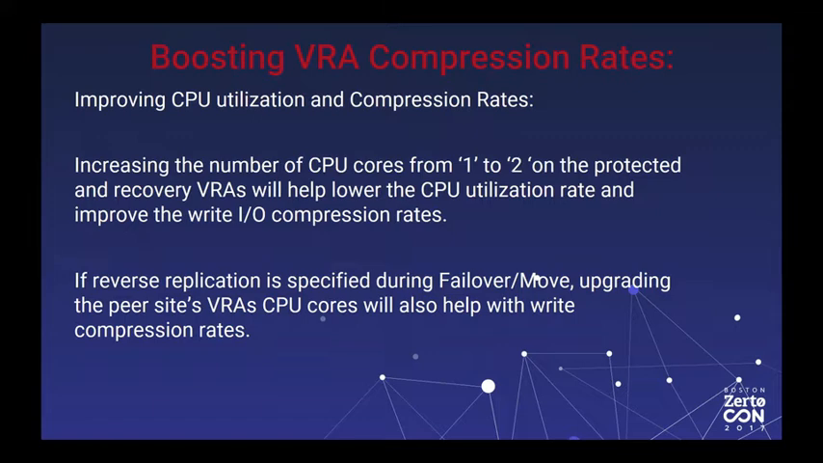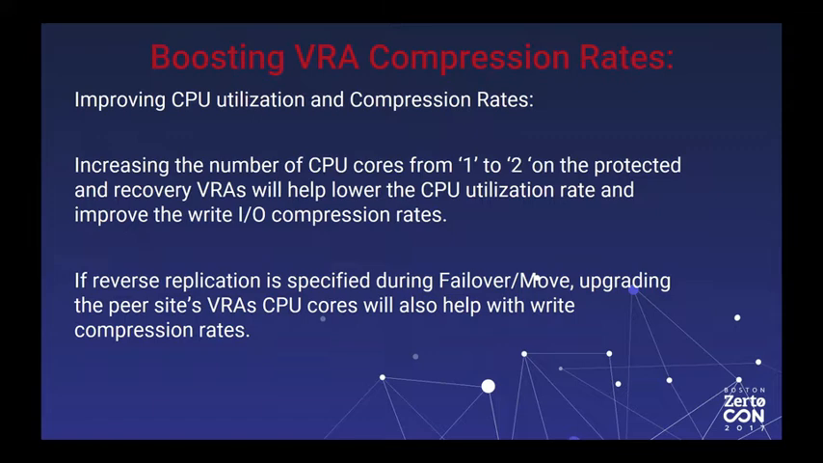Okay, so we know that VRA needs CPU to compress. So boosting the compression would be adding some CPU. We can do that by adding a CPU core to the VRA. Now, just adding one would be enough. Adding more than one is not going to do much. And same for memory. The VRA can only utilize just about 4 to 6 gigabytes of memory.